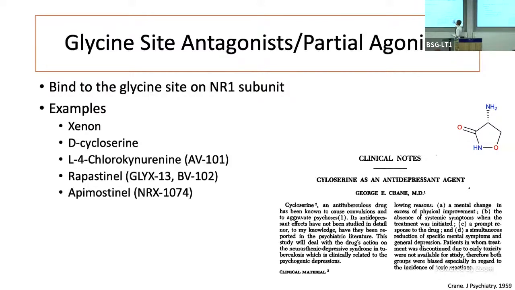An interesting one is D-cycloserine. Probably the earliest report anyone's aware of in the literature of an NMDA receptor antagonist having an antidepressant effect is this report from 1959 by George Crane describing high doses of D-cycloserine in psychiatric patients showing an improvement in mood. So that's interesting. And there were signs of dissociative-like effects. Some of the patients had to be discontinued for exacerbation of psychosis and just general signs of impairment. So it's again very interesting.